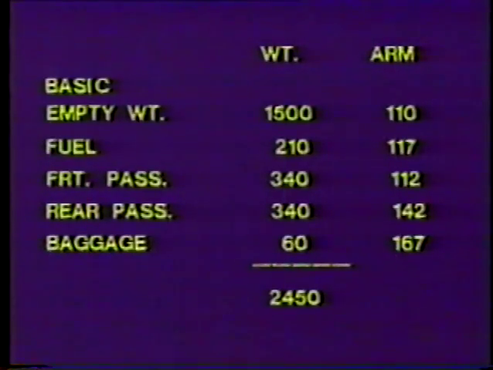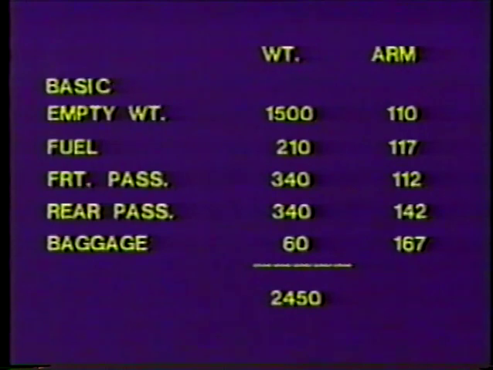Establish your chart to reflect all weights and distances. Basic empty weight, 1,500 pounds times 110 inches. Fuel, 210 pounds times 117 inches. Front passengers, 340 pounds times 112 inches. Rear seat passengers, 340 pounds times 142 inches. Baggage, 60 pounds times 167 inches.